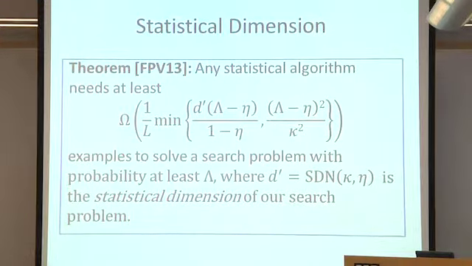Why is this relevant? Well, it's relevant because Feldman, Perkins, and Paul showed that any statistical algorithm needs at least this many examples to solve a search problem. D prime here is the statistical dimension, so we want D prime to be large so that this first term in the minimum is large. We also want kappa to be small, so that the second term in the minimum is large. So we want to balance kappa and D prime so that this term here is large.